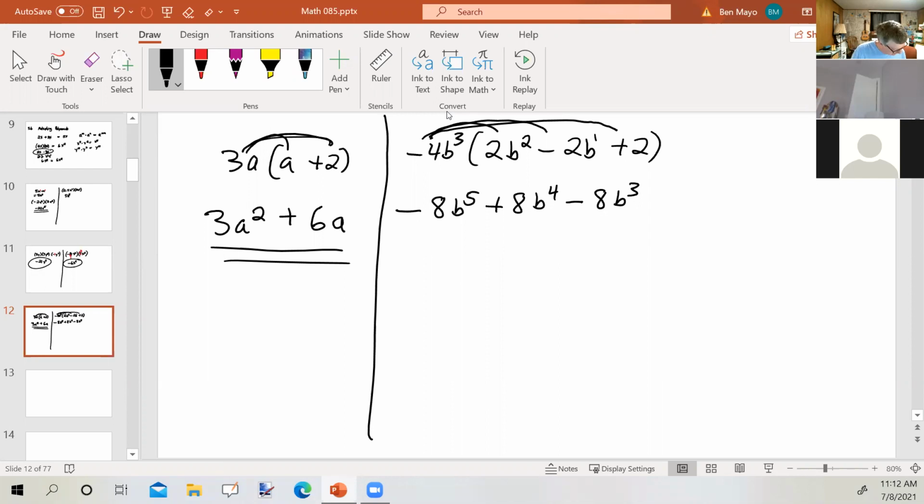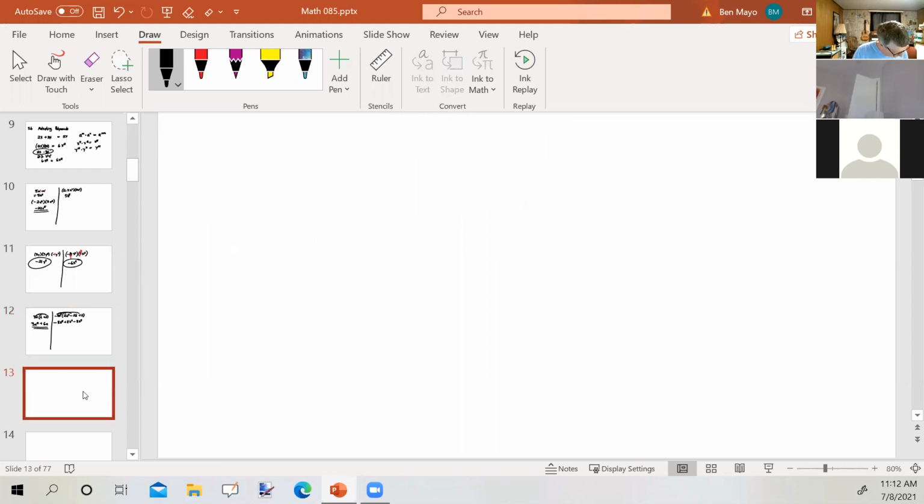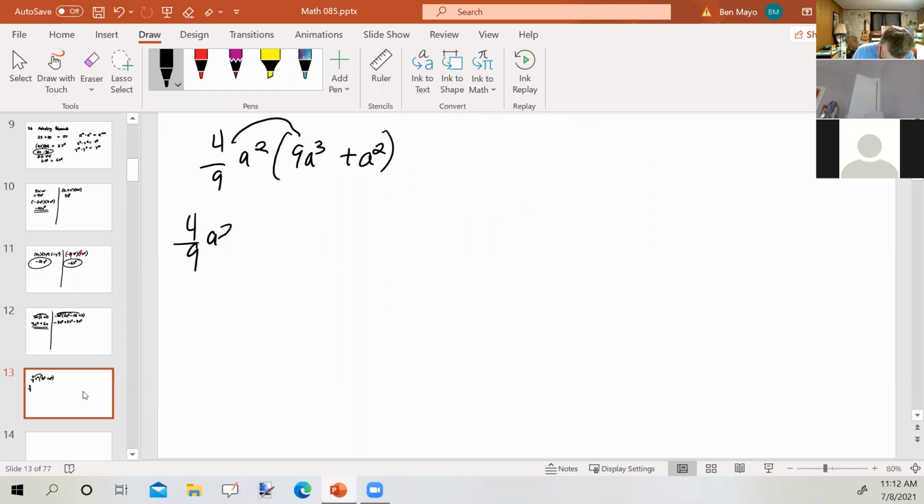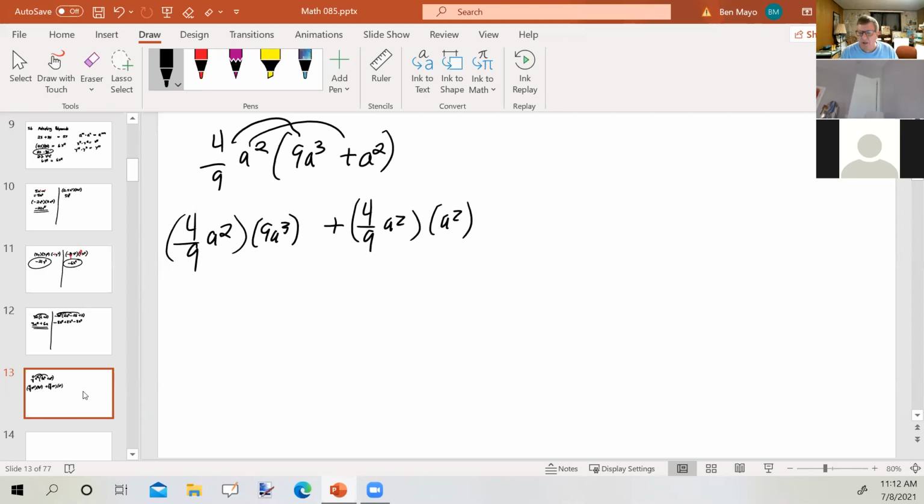Okay, let's take a look at this problem. 4/9 a squared times 9a cubed plus a squared. So I'm going to distribute here, which is going to give me 4/9 a squared times 9a cubed plus 4/9 a squared times a squared. I'm not going to reduce it as I go because I think it's a little bit easier to follow this way. So I've just distributed.